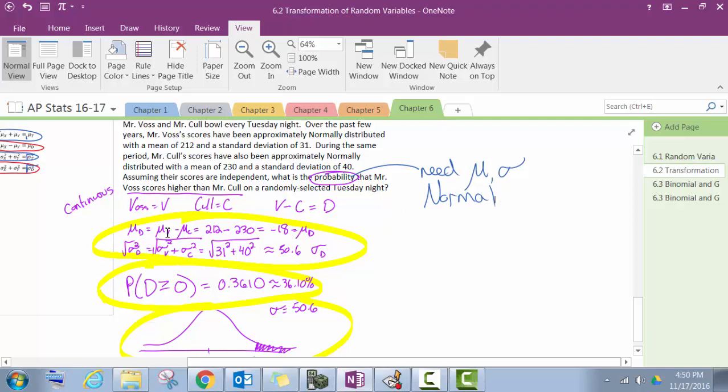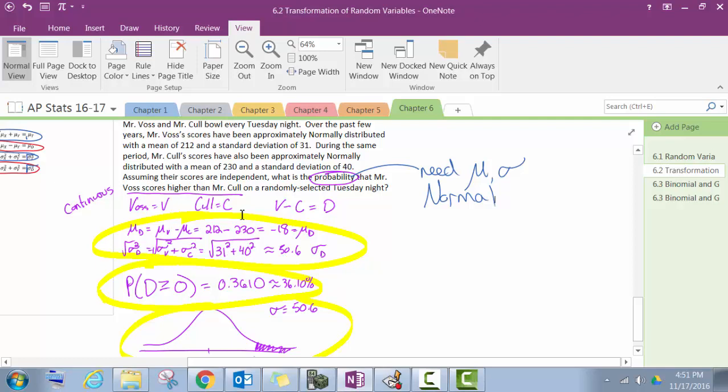So, to find our mean, we find the mean of Voss, subtract the mean of Cull, because we're doing V minus C. So 212 minus 230, our new mean is negative 18. Our standard deviation is a little bit tougher. Our variance is equal to the sum of the two variances. So the variance of Voss is 31 squared, and the variance of Cull is 40 squared, because the standard deviations are 31 and 40.